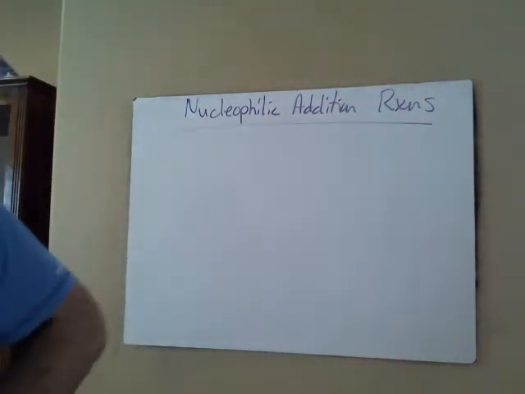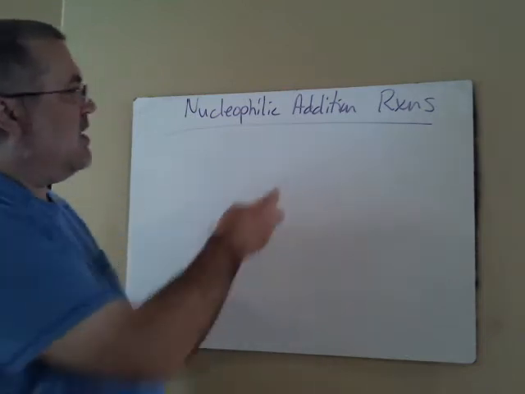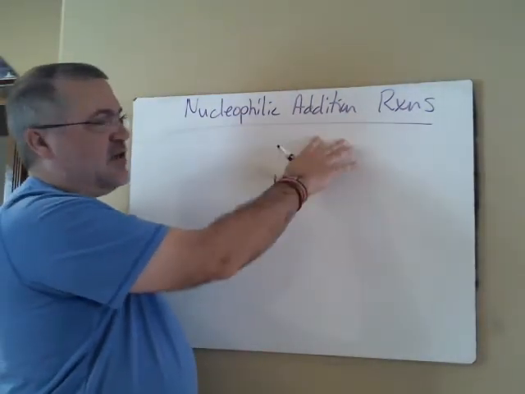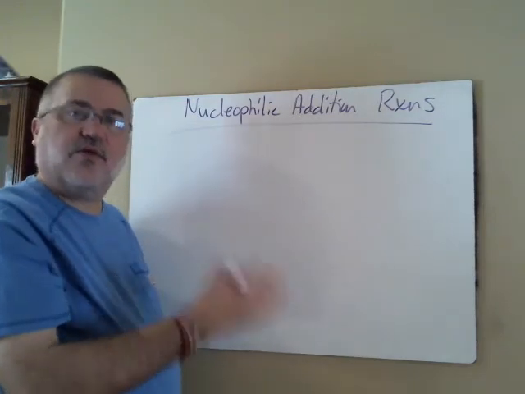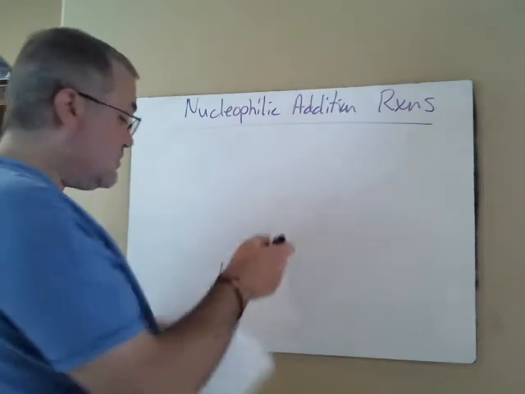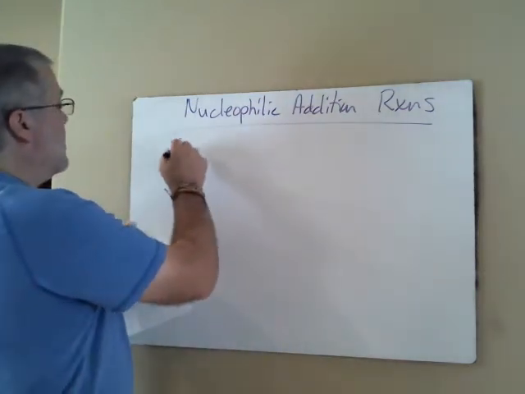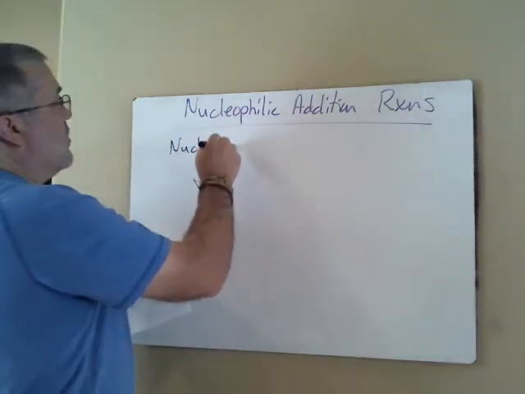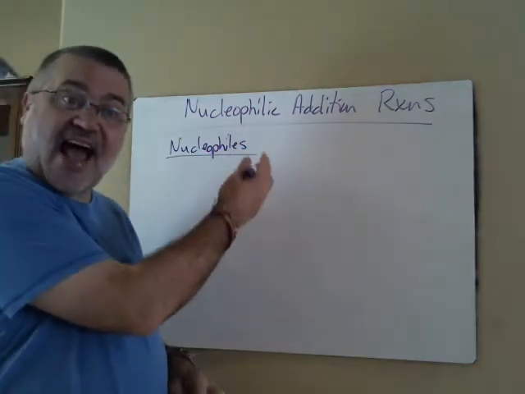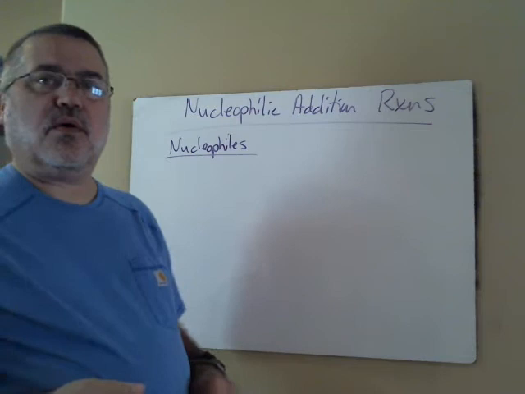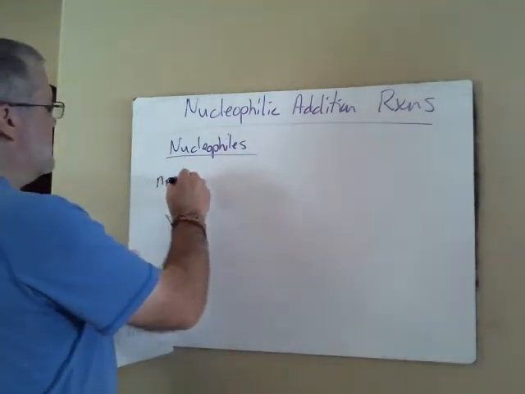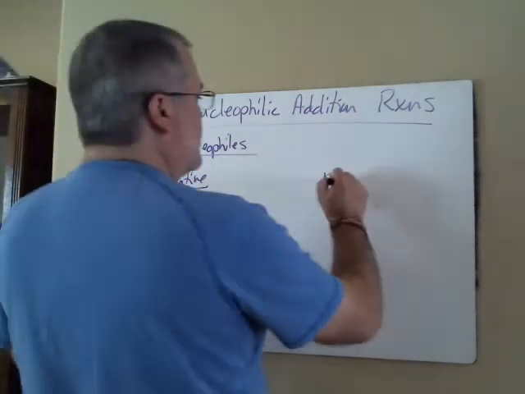And remember, there were two types of mechanisms that could occur with a nucleophilic addition reaction, and it depended on whether the nucleophile was neutral or negatively charged. So the first thing we want to do is talk about what nucleophiles there are that can add to a ketone or an aldehyde. And so we can have negative ones, and we can have neutral ones.